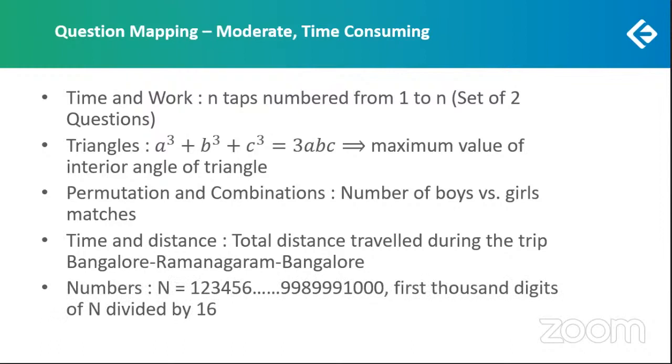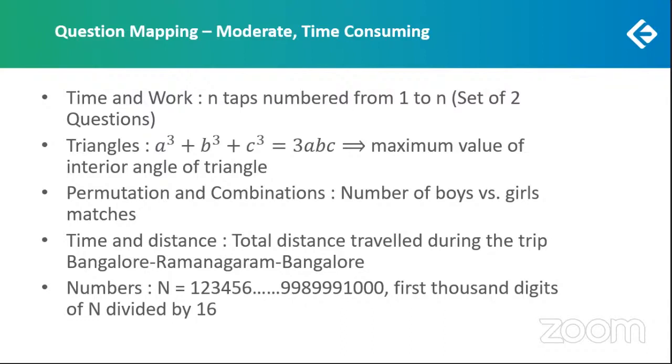Again, a question based on numbers. One of the questions was something that we have already seen in an earlier slide. This is the second question of the same set, and the number was the same here, 1 2 3 4 5 6 up to 1000. Here we had to find the remainder when the first 1000 digits of the number are divided by 16. So one first needs to find the last 4 digits of the number formed by taking the first 1000 digits.